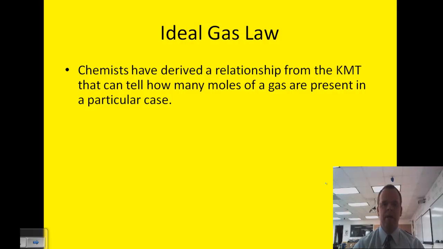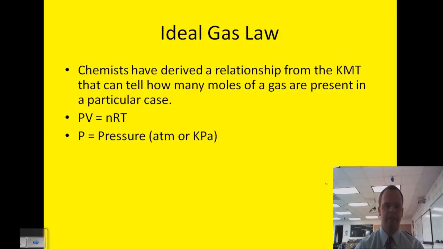Based on the ideas of kinetic molecular theory, which we'll go into a lot more detail in a later video, it was important to be able to know the number of moles of gas that are present in a typical gas, and we can get a relationship. That relationship is the ideal gas law, PV equals nRT. This is a very fundamental equation for the gas laws in chemistry.